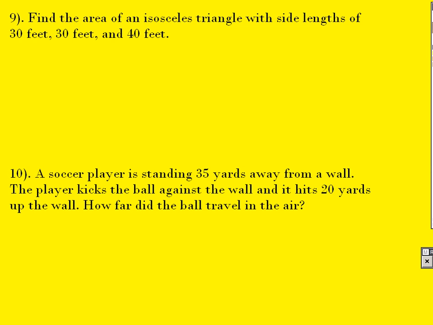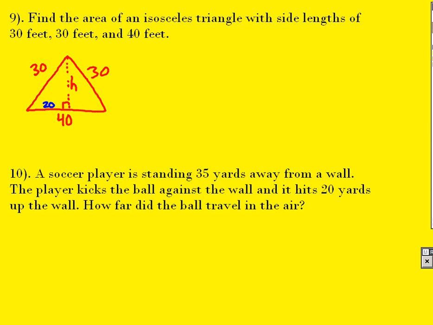Number 9. This is the one that everybody should do because we spent the most time on it. Isosceles triangle with 30, 30, and 40. To find area, I need to know this height right here. So to do that, I've essentially made a smaller right triangle in here. This height is a leg that I don't know yet. 30 is my hypotenuse, and this side right here ends up being half of this base. The base is 40, so that one is 20.